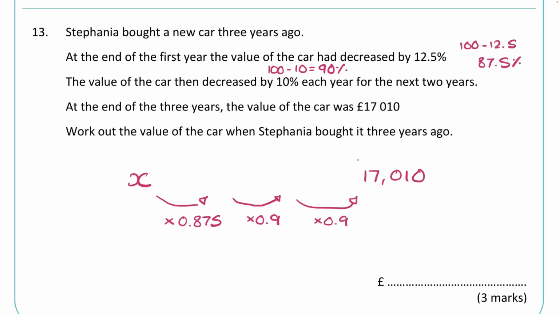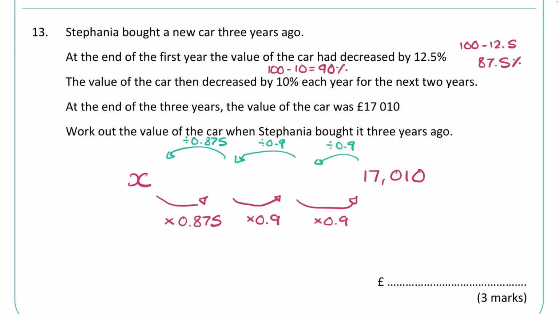So instead of timesing by 0.9, we're going to divide by 0.9, and then divide by 0.9 again, and then divide by 0.875. Now the 0.9 part is done for 2 years, so you could divide by 0.9 squared. You don't have to, but it will do that one for you in one step. I'm just going to divide by 0.9 to start with.